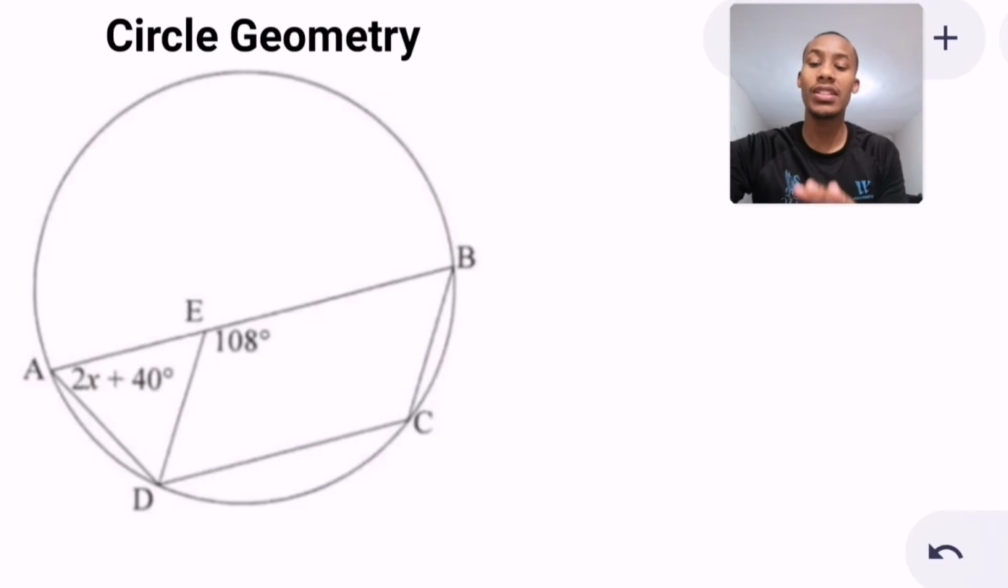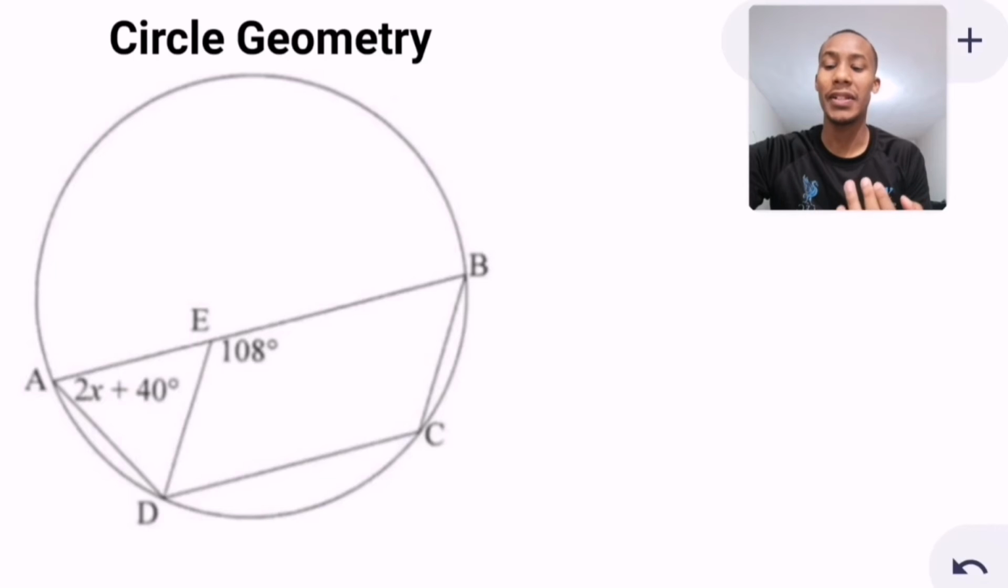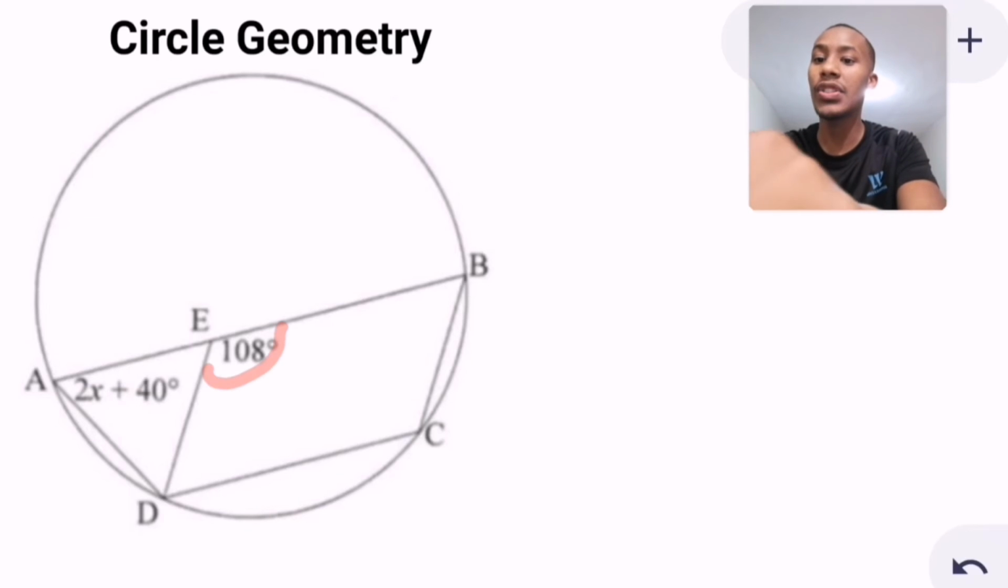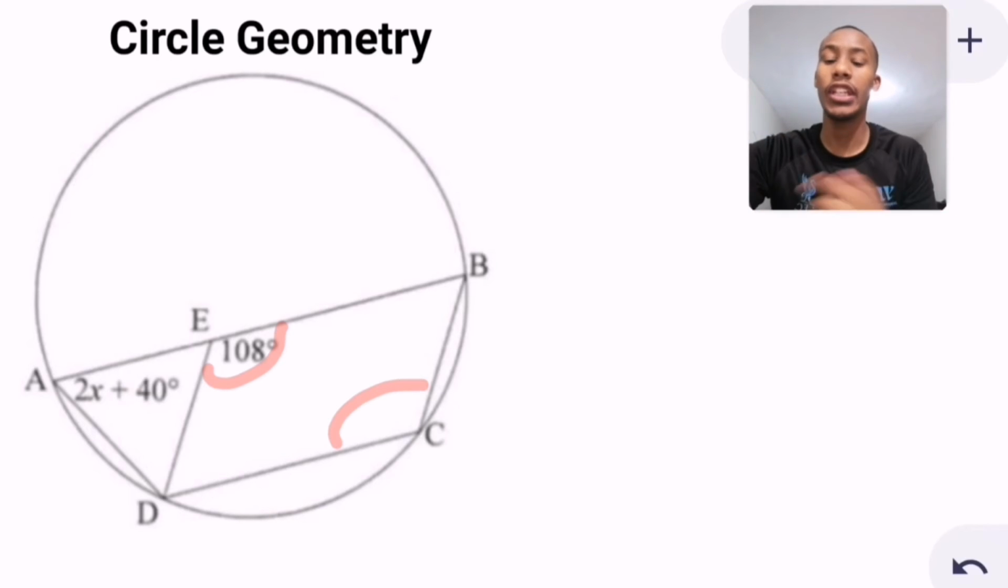So maybe if you want to give this a go, just pause the video quickly and then give it a go. Otherwise, just keep watching. Okay, so angle C would be 108 degrees. I know this because opposite angles of a parallelogram are equal.